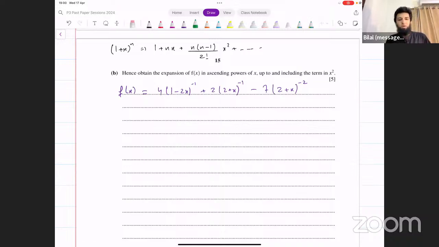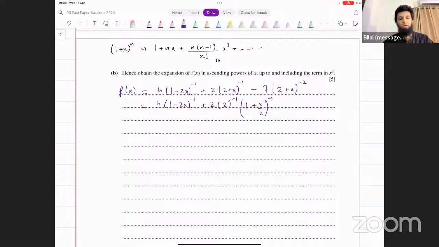Now, for using this formula, remember the first term has to be 1. In the first case, it is already 1, so that's all right. In the second and third case, it's not 1. So you have to take 2 common outside to make the first term 1. So it becomes 2 into 2 raised to power minus 1. What are we left with inside? 1 plus x over 2 whole power minus 1.